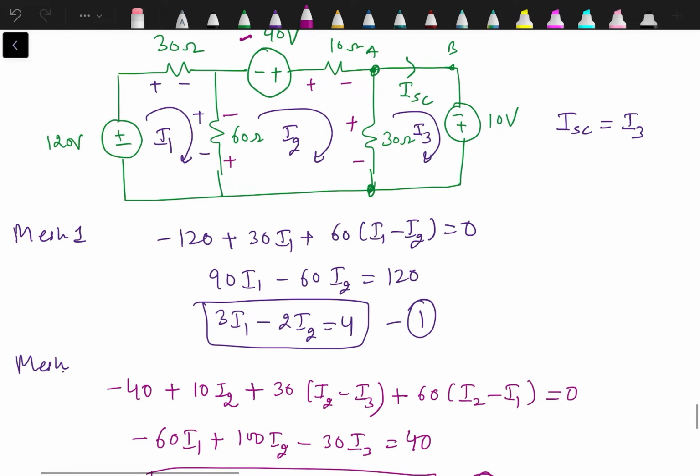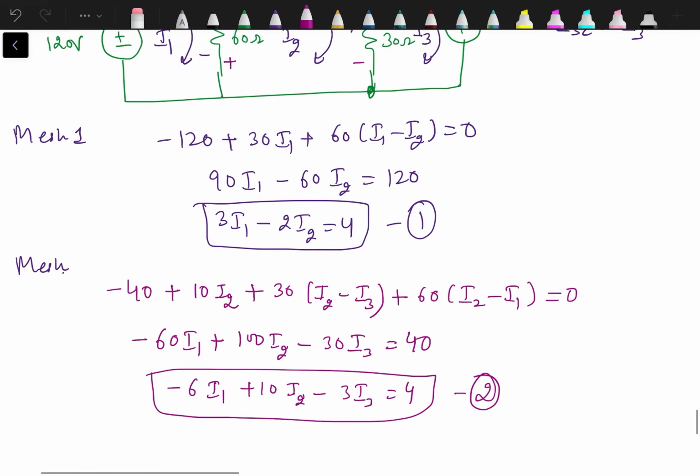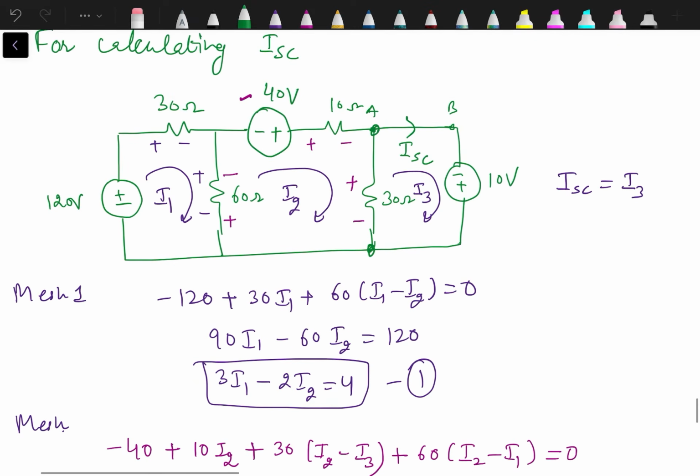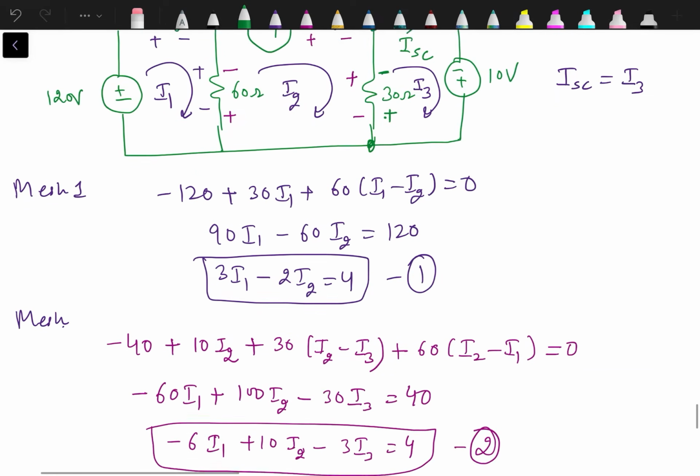Third equation from mesh 3. In mesh 3, this is the voltage drop polarity as per the direction of I3. Minus 10 plus 30 into (I3 minus I2), that is the resultant current in the direction of I3.